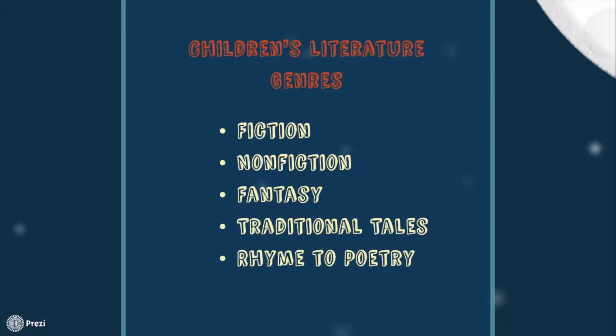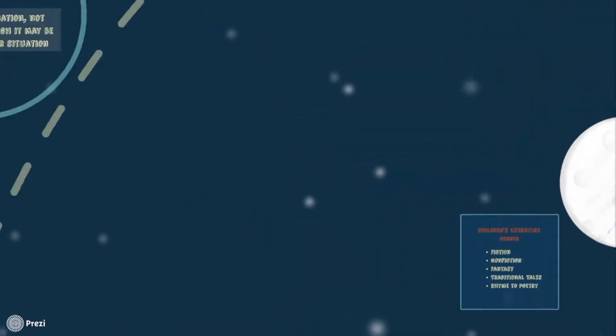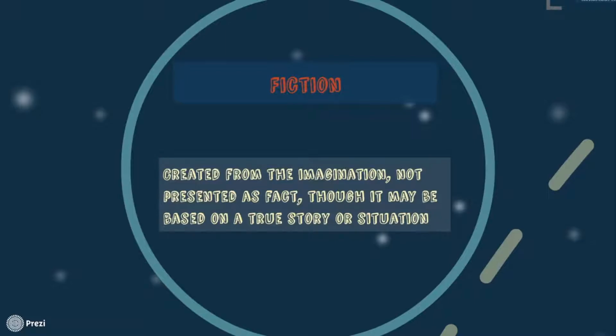As stated earlier in this session, we're going to discuss genres. We're going to talk about five main genres and the subgenres that go along with them or fall under their umbrella. Those genres are fiction, nonfiction, fantasy, traditional tales, and rhyme to poetry. First, we're going to talk about fiction.